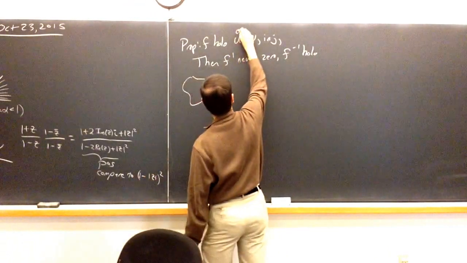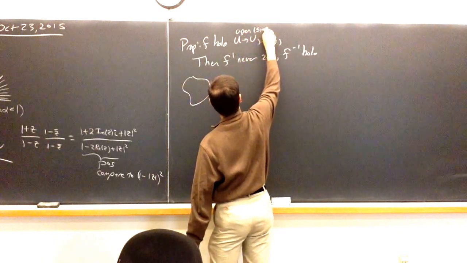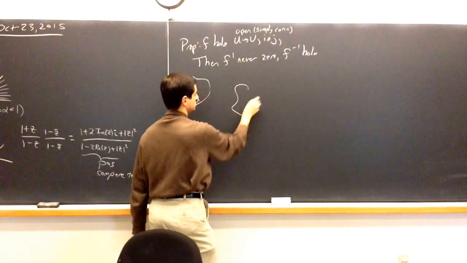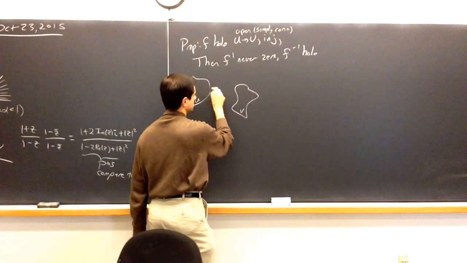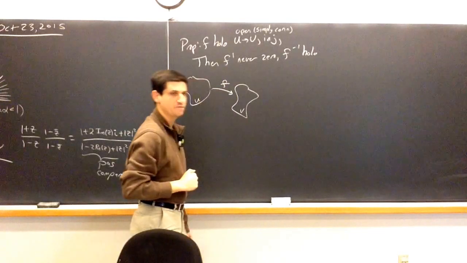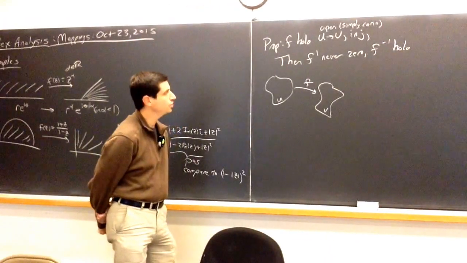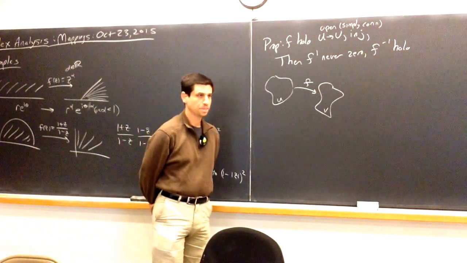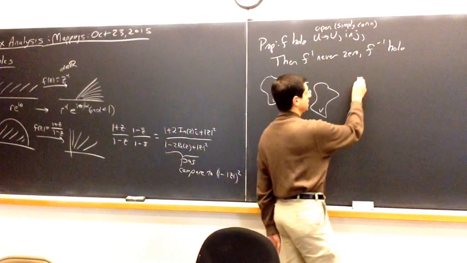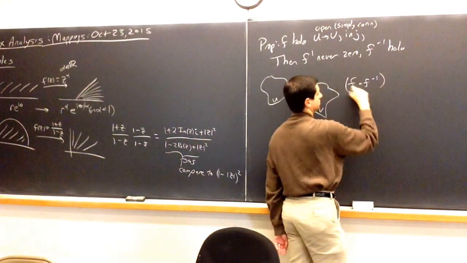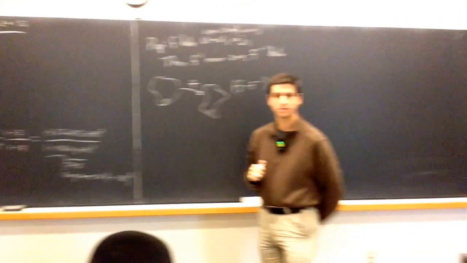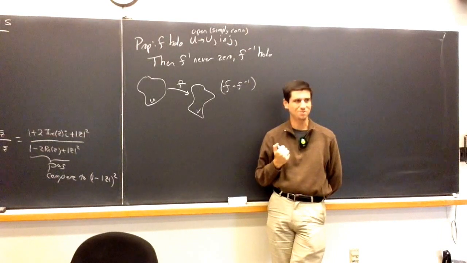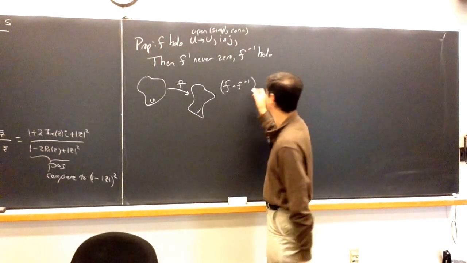So these will be open sets, and for our purposes we can even assume simply connected. So here's our U, here's our V, and we have some map F between them. We want to show that F prime is never 0, and F inverse is holomorphic. Well, what can you tell me about the map F composed with F inverse? The identity map.